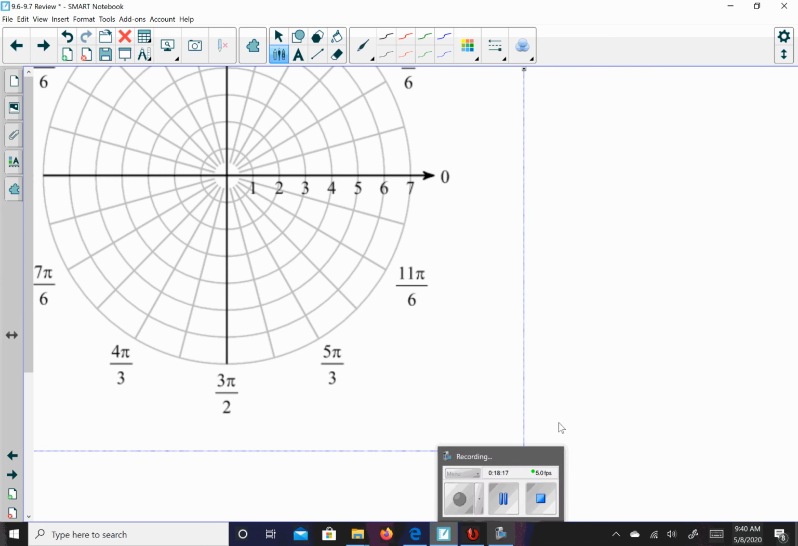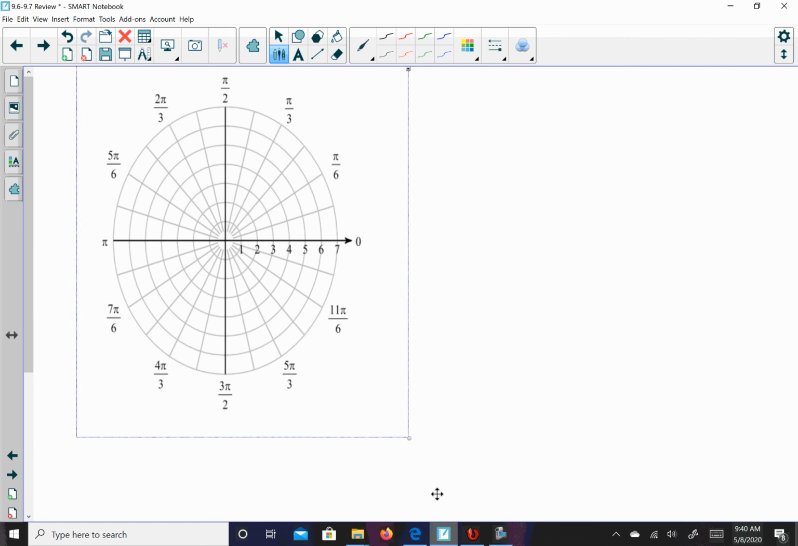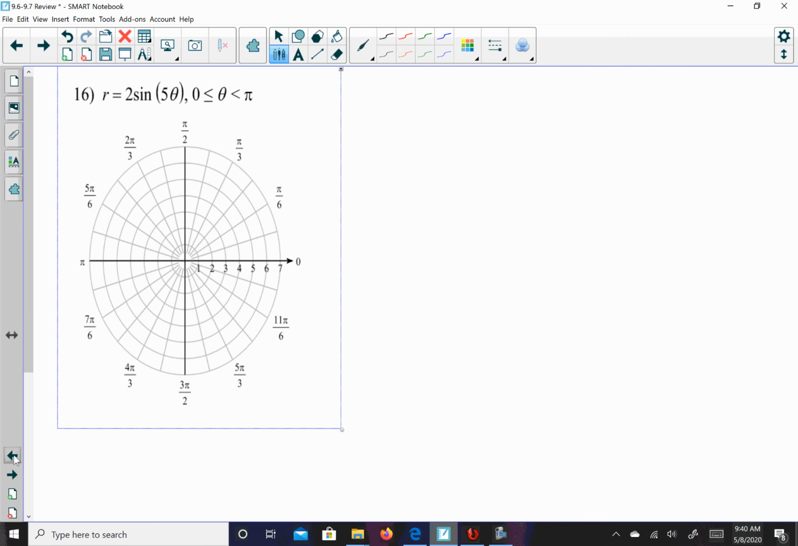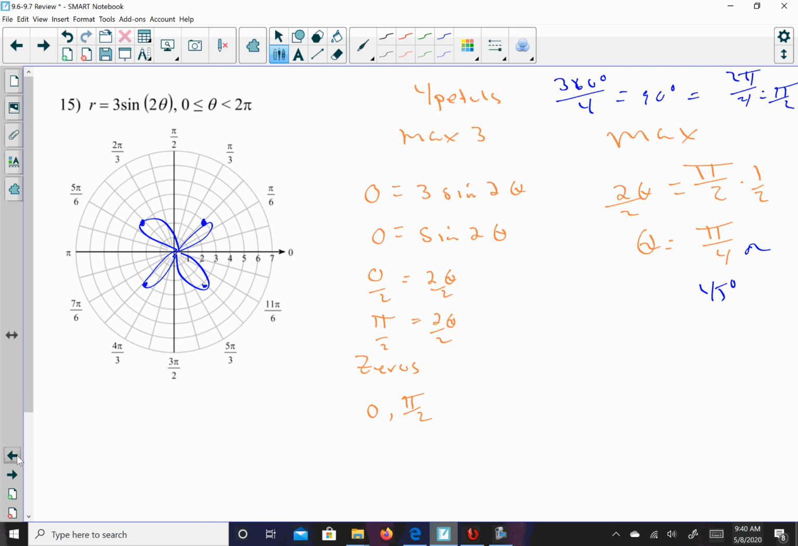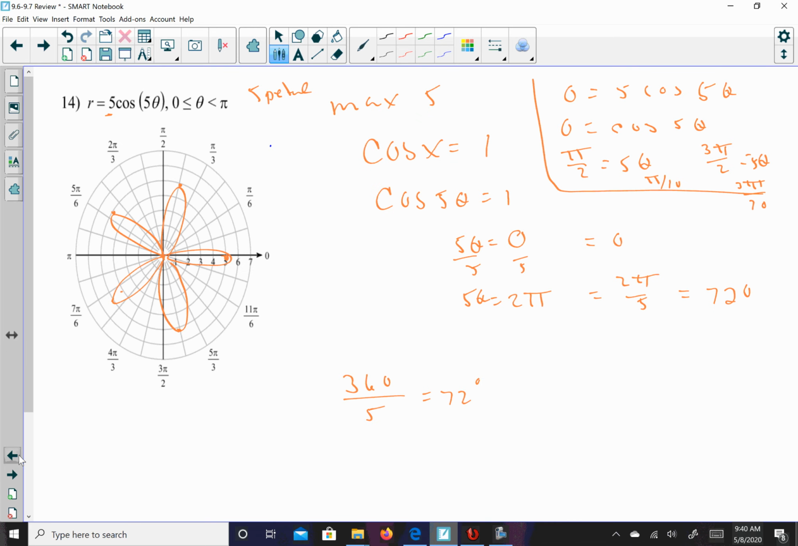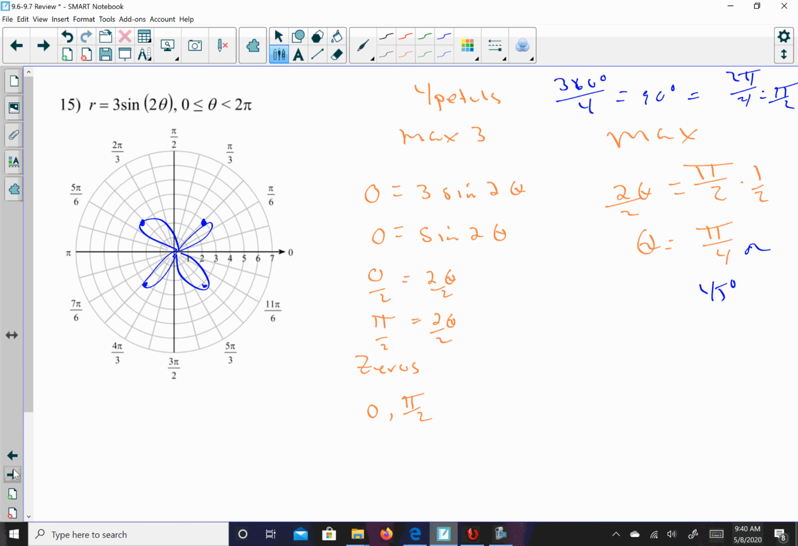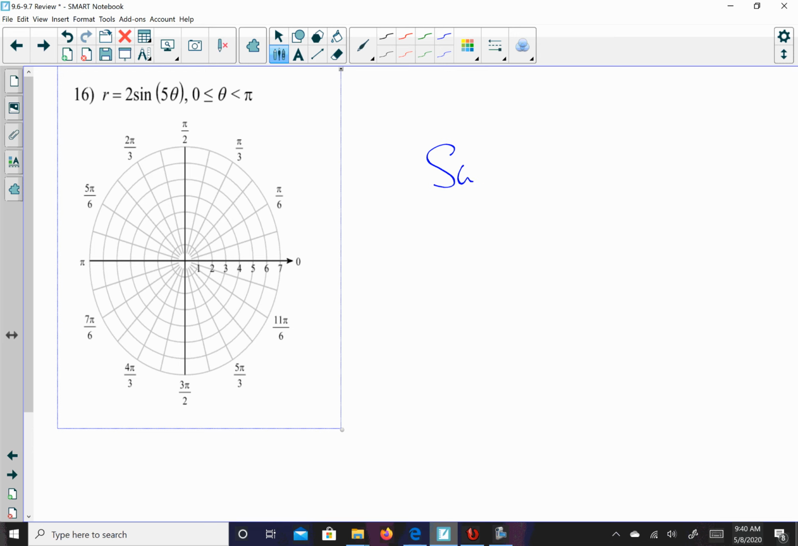Okay, the next one I have is sine 5 theta. So it's basically the same one we just, you know what, going back, it's the same one as 13. So it's this exact same picture as 13, except your max is going to be 2 instead of 3. So I'm just going to say same as number 13, except your max is 2 instead of 3. No need to do that one again.